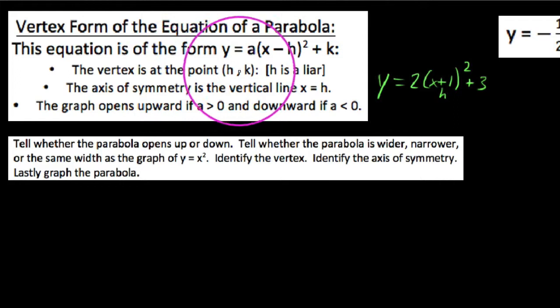And the vertex being at (h, k), we say the k value is responsible for the up and down shift here, but essentially that is the y value of our vertex. So just being able to identify h and k in these problems allows you to identify the vertex.